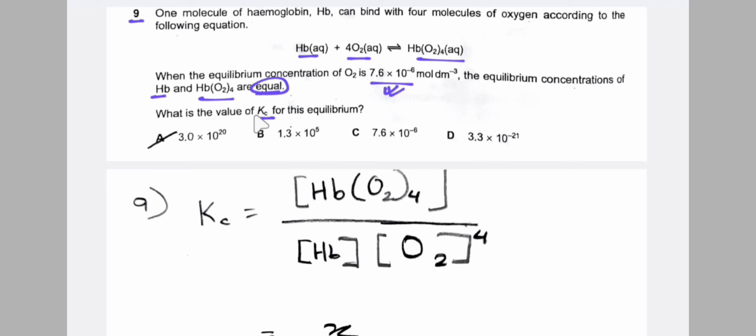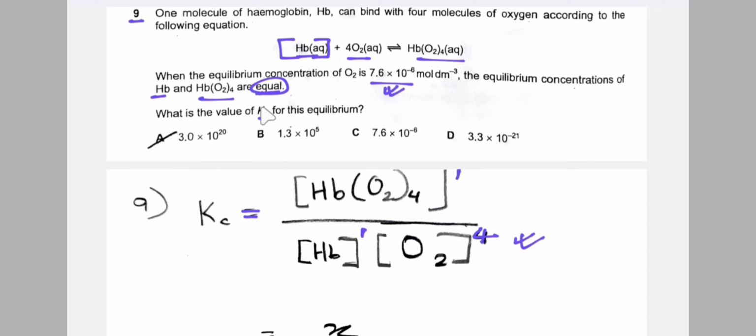Kc is the concentration of the product divided by the concentration of the reactant, that is, the concentration of the product divided by the concentration of the reactants Hb and oxygen. Since there are 4 moles of oxygen, 4 becomes the power for oxygen; also 1 mole of Hb, so 1 becomes the power, and 1 mole of HbO8, so 1 becomes the power. So this is the expression for Kc.